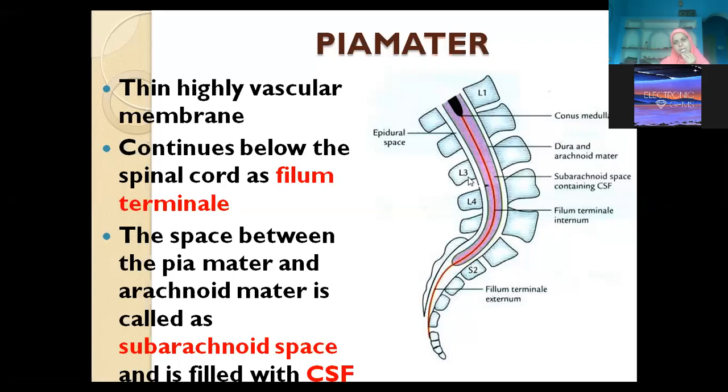Overall, its length is how much? 20 centimeters. Internum is 15 centimeters and externum is 5 centimeters.